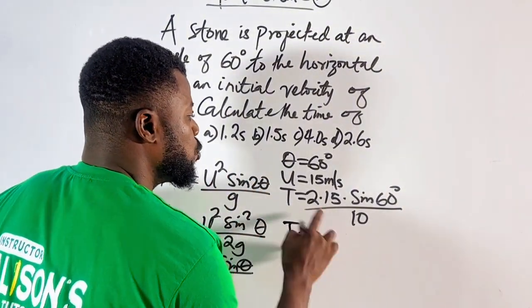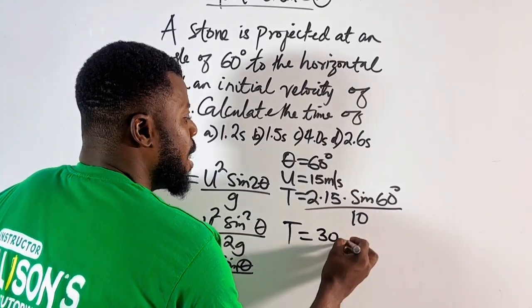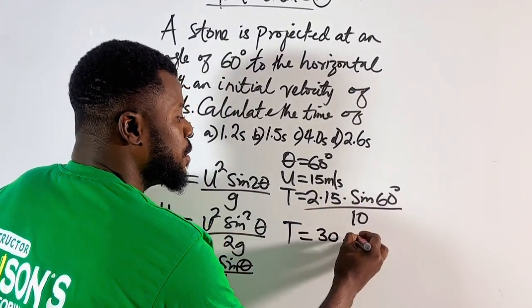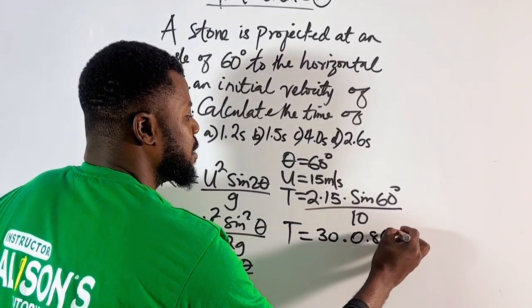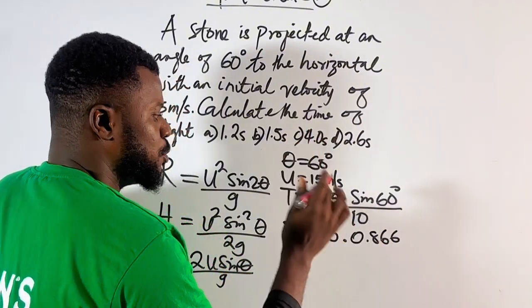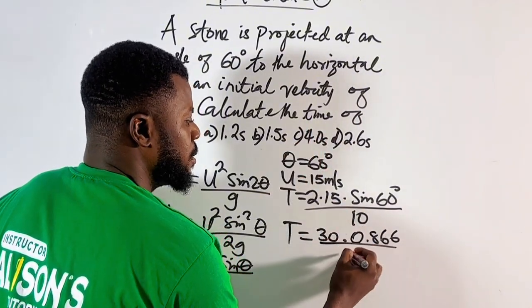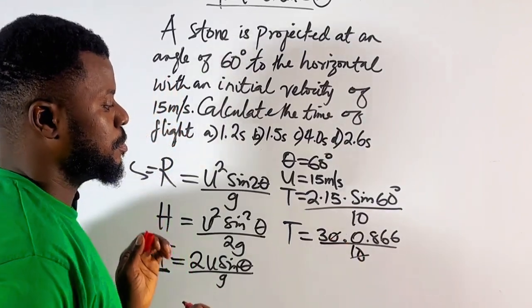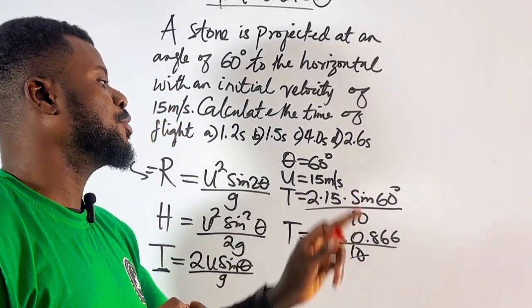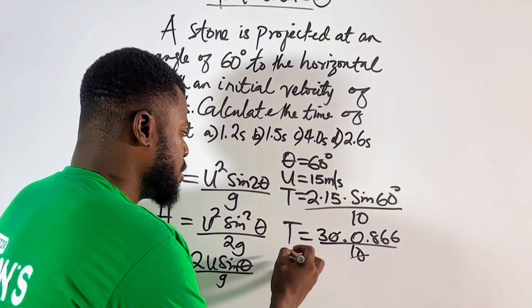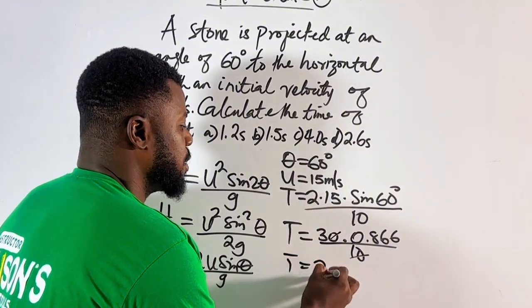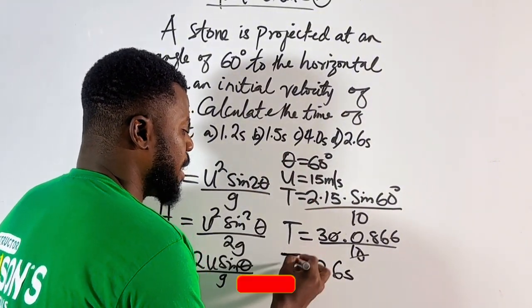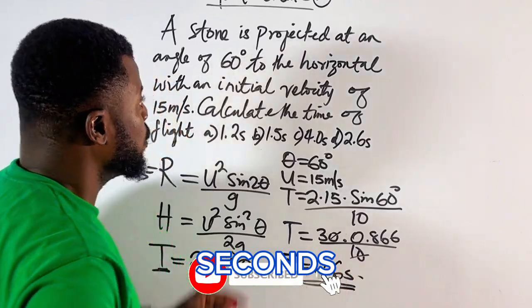Now T will be equal to 2 times 15, which is 30. If you multiply 30 by sine 60, it will give you approximately 0.866. Then you divide by 10. If you remove this 0, 3 remains. 3 times 0.866 will give you approximately 2.6 seconds. The unit of time is seconds. That will be the final answer to this particular question.